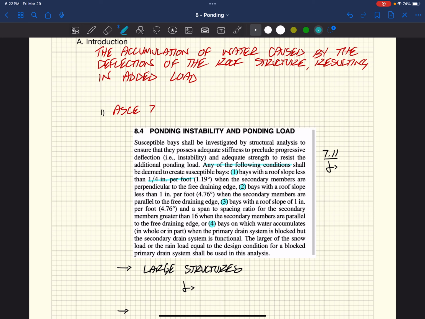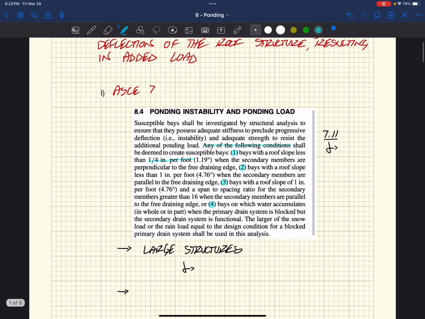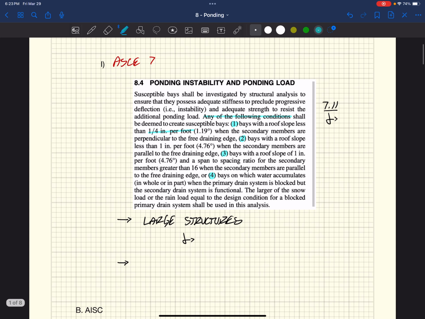One last thing they mention in here is the larger of the snow load or the rain load equal to the design condition for a blocked primary drain system shall be used in this analysis. So it kind of gets deeper, right?